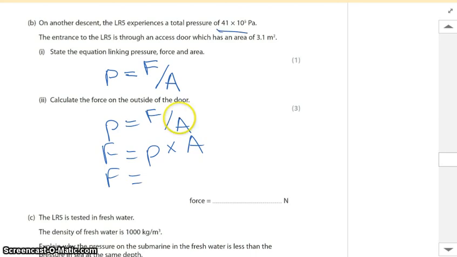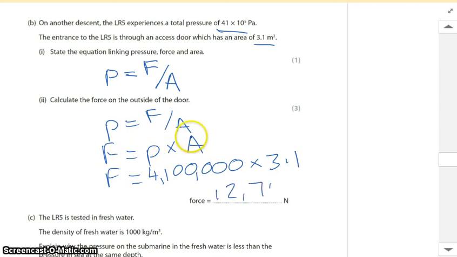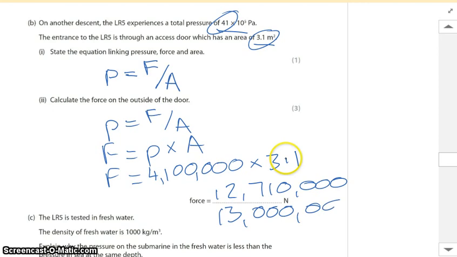And again, that's given in standard form. If you want to turn it into a normal number, you're going to need 5 zeros on there. Okay, times by 3.1 gets us a grand total of 12,710,000. Again, you could argue that that's only to 2 significant figures and that's only to 2 significant figures, so actually the answer should be 13 million, but again, that's not tested, that's not a marking point in this question.